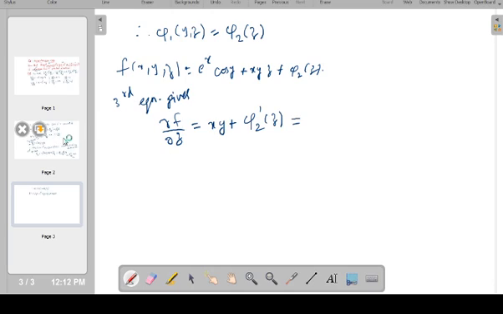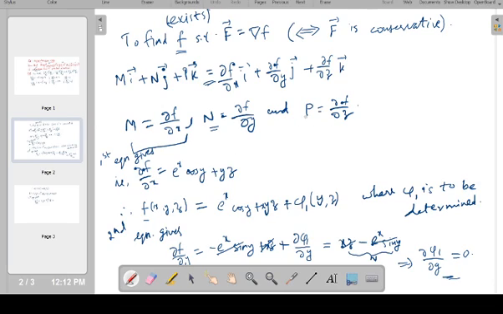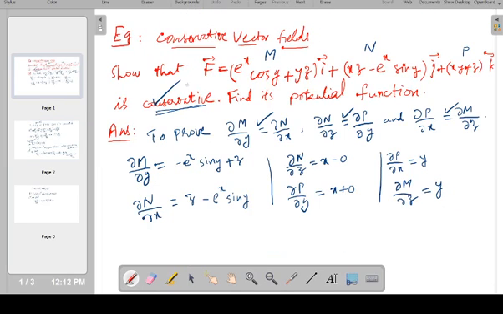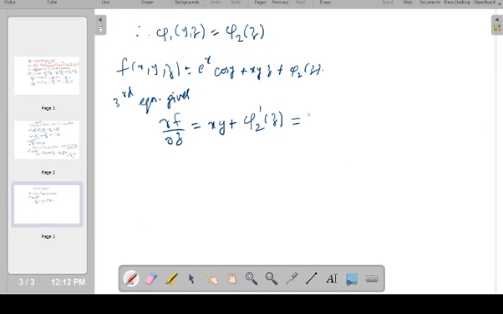Which is equal to, what is dou f by dou z? That is what the third equation says. Dou f by dou z is p. What is p? P is here. Yeah, this is p, xy plus z. So this is equal to xy plus z. So you can cancel this and this. So you will get phi2 dash of z is equal to z. This implies phi2 of z equals z square by 2 plus a constant of integration.